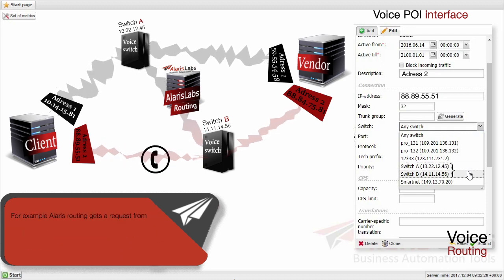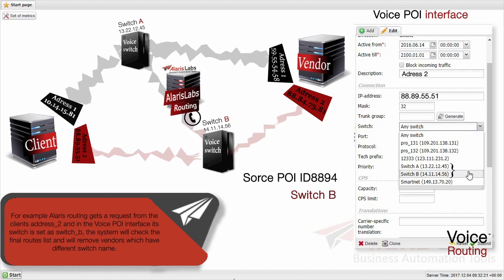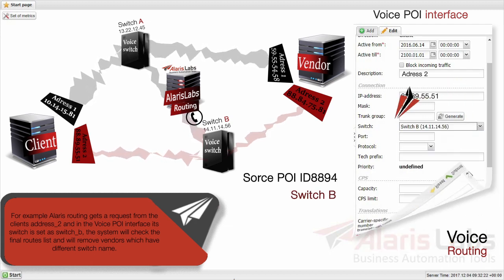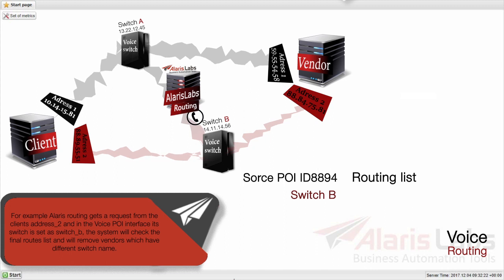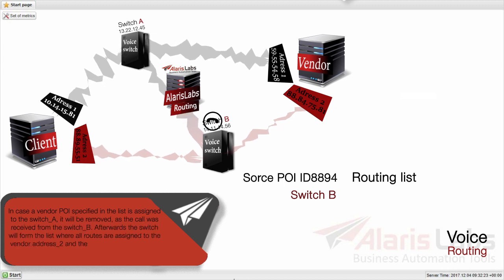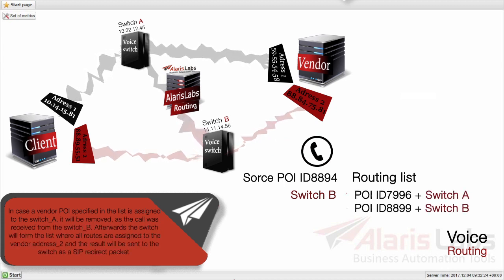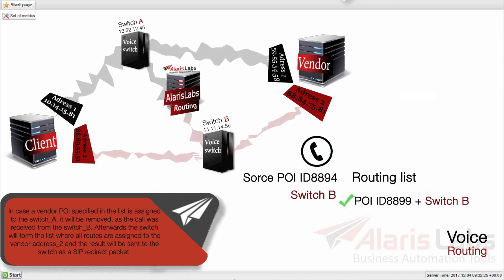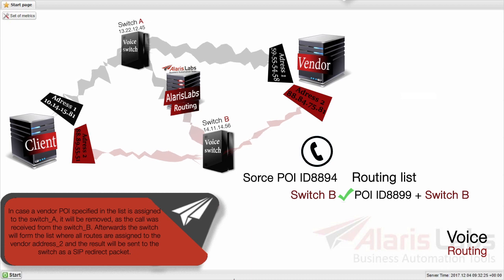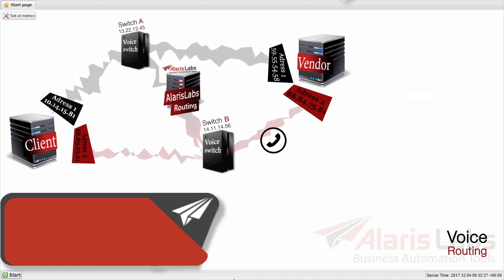For example, Alaris routing gets a request from the client address 2, and in the voice POI interface its switch is set as switch B. The system will check the final routes list and will remove vendors which have a different switch name. In case a vendor POI specified in the list is assigned to switch A, it will be removed as the call was received from switch B. Afterwards, the system will form the list where all routes are assigned to the vendor address 2, and the result will be sent to the switch as a SIP redirect packet.